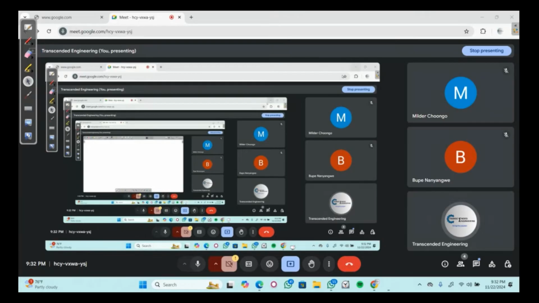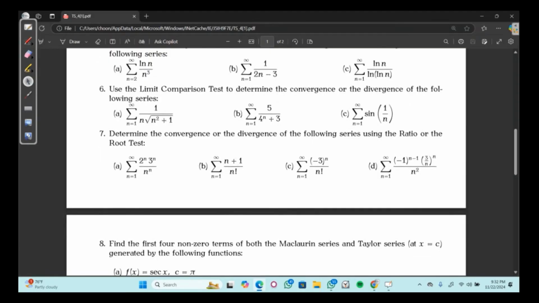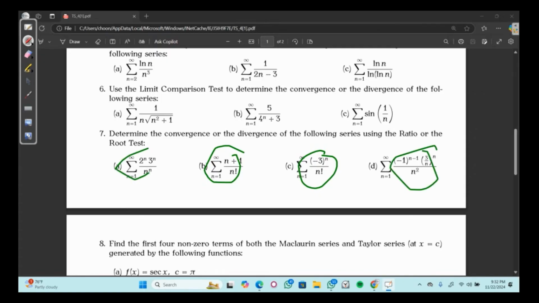Okay, question 7 says determine the convergence or the divergence of the following series using the ratio or the root test. I've done many examples on the ratio test. So it simply means I know this one and this one is a ratio test, obviously. Then this one and that one is the root test. So I'm going to do one example under the root test. Since I've done many on the ratio test, you can try to do this one and this one, then see what you're going to end up with.